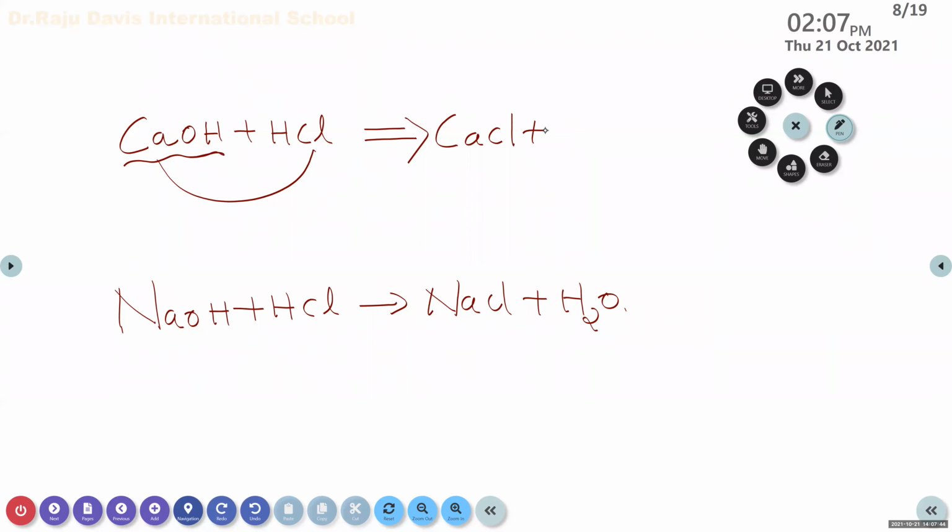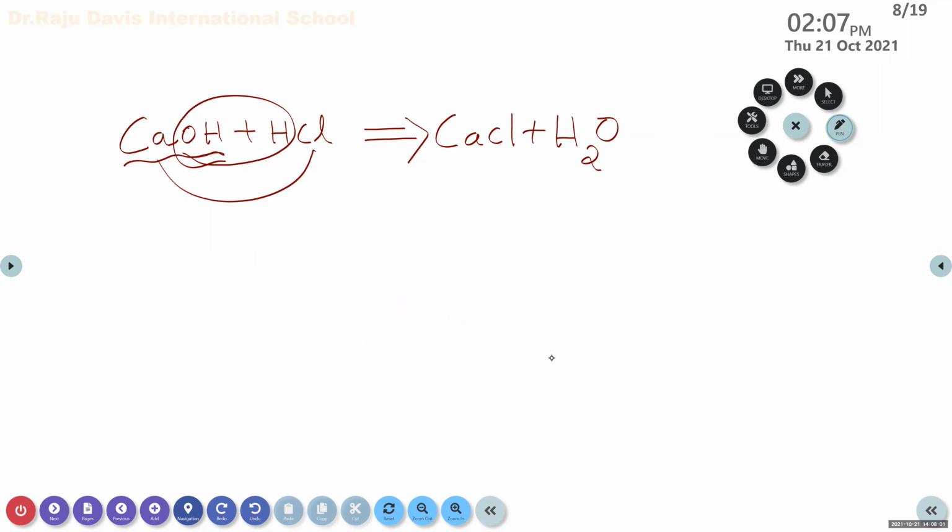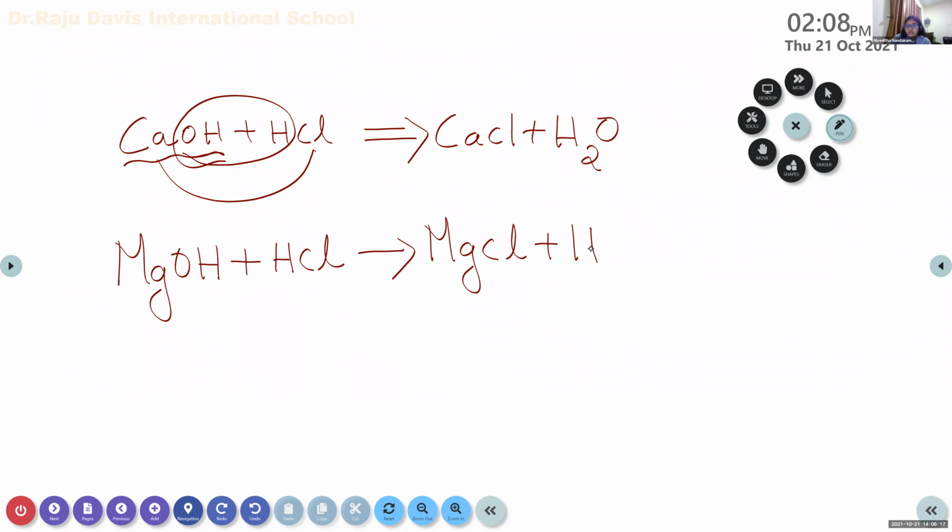CaCl plus the remaining is H2O. Water is represented by H2O, the chemical representation of water. Okay. I will give you another example. If it is magnesium hydroxide, MgOH plus HCl gives MgCl plus H2O, plus water. That's all. This is the way in which the salt is formed whenever the acid and base combine.